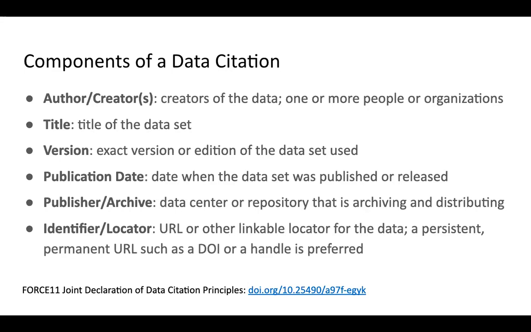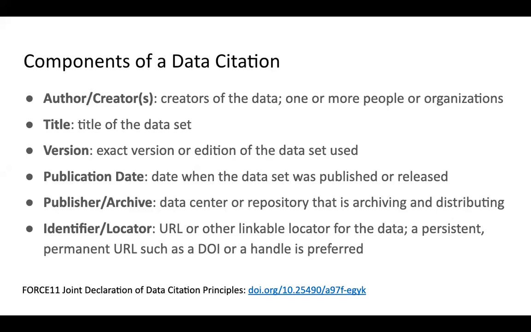So going through each of these components, the author or creator is the creators of the data. This could be one or more people or maybe an organization. And we have the title of the data set. We may have the exact version or edition of the data set that was used. We have a publication date, which is the date when the data set was first published or released. The publisher or the archive may be the data center or repository that is archiving and distributing the data.